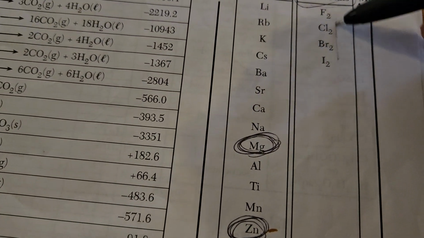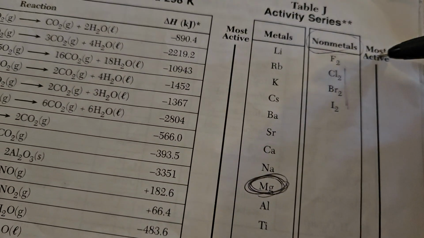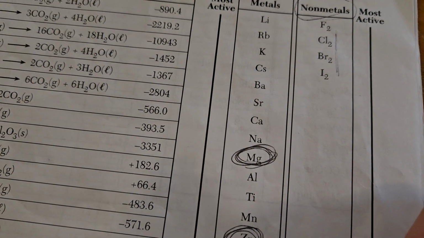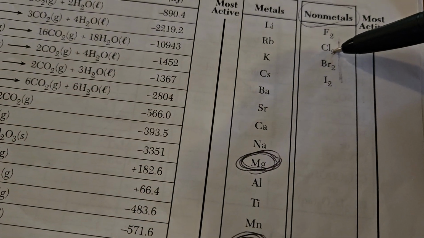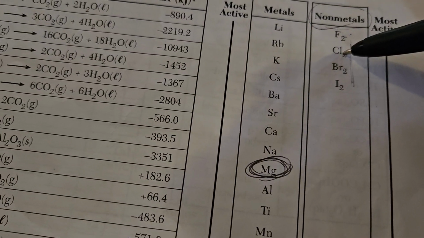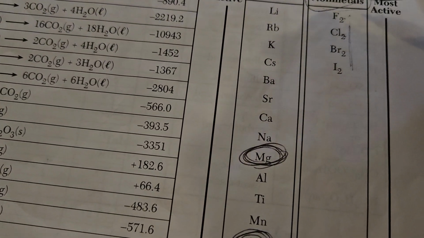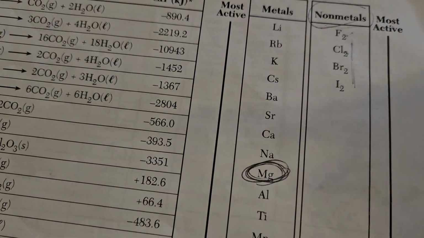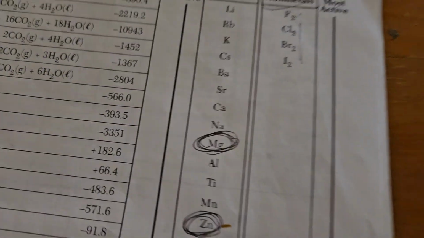So there's really only the 4 of them, but same thing, the most active is at the top and the least is at the bottom. So chlorine could not replace fluorine, but fluorine can replace chlorine. And remember that the non-metals are always the anion, or the negative part, or the second part of a compound.